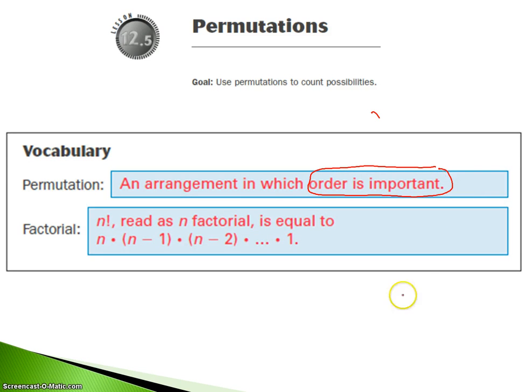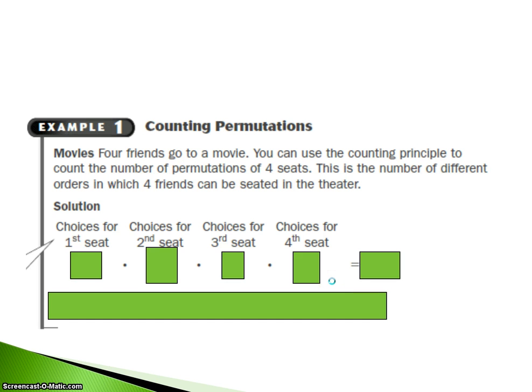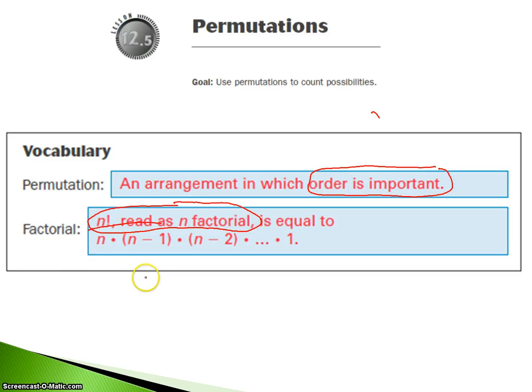A factorial is n factorial, it's read as n factorial. It's equal to n times n minus 1 times n minus 2 times and so on until you get to 1. Once I give the example, it will make more sense to you. Again, this is read as n factorial. That's really what you need to remember right now, is n factorial. Let me give you an example first before we do example 1.